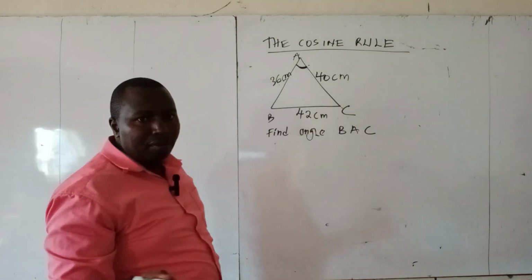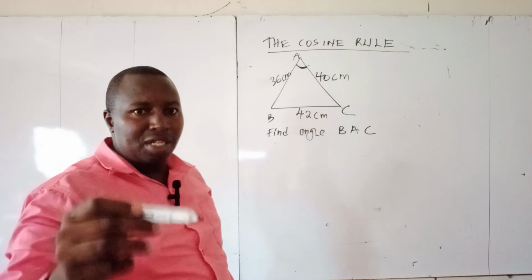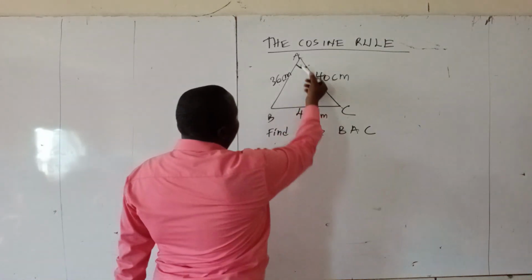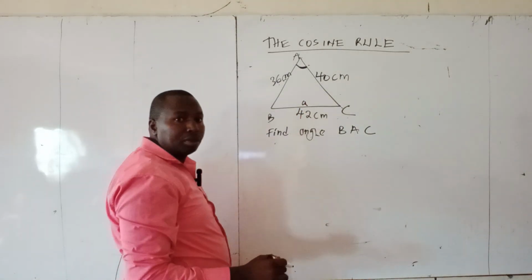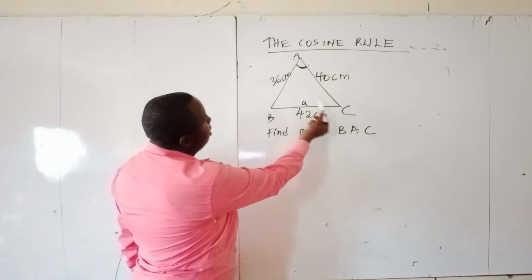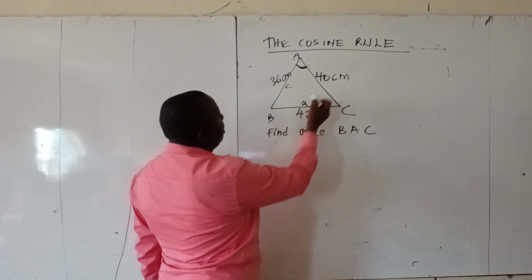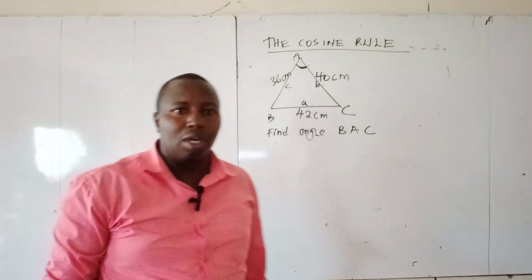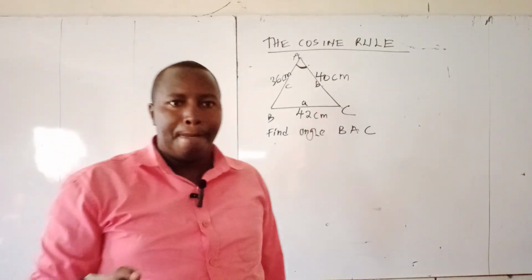So step number 1 is to name the sides of the triangle. How do you name these sides? If this angle is A, this side we give it small letter a. If this is C, this side we give it small letter c. And if this is B, this side we give it small letter b. And we go straight to the cosine rule.